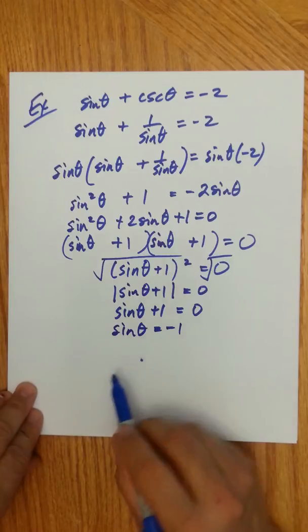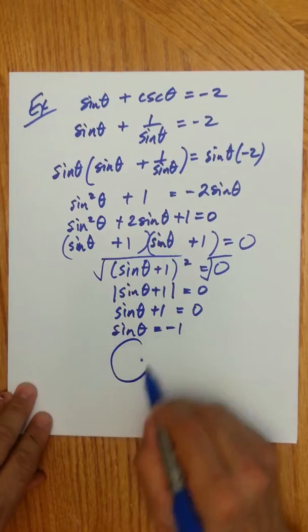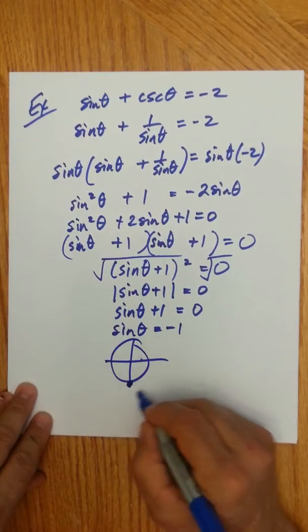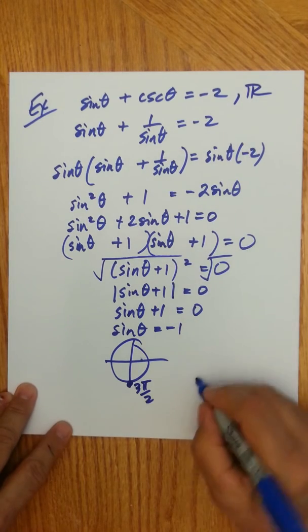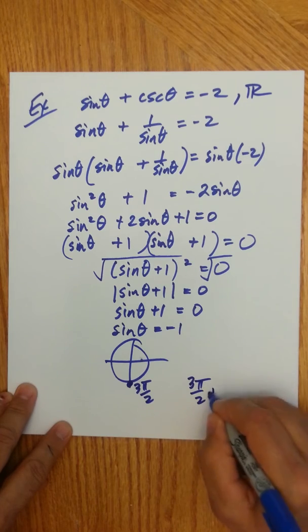So where on the unit circle is the y-coordinate -1? And you'd say over here at 3 pi over 2. So if we were solving for the reals, we would say 3 pi over 2 plus 2k pi.